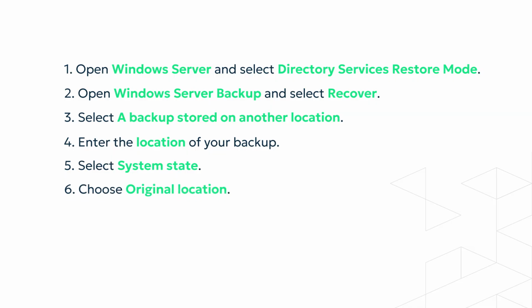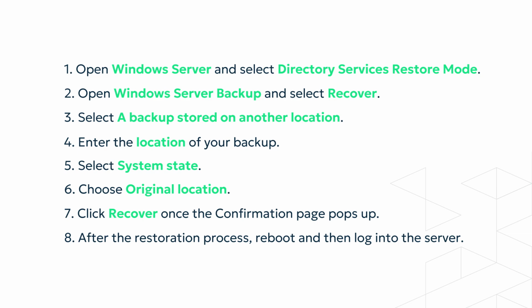In the Select Location for System State Recovery screen, choose Original Location. Click Recover once the confirmation page pops up. After the restoration process, reboot and then log into the server.